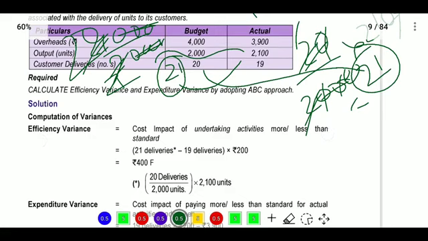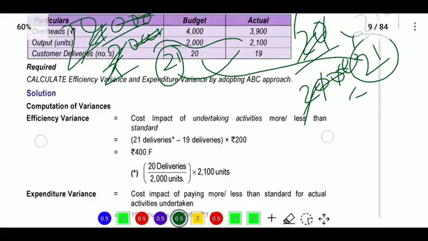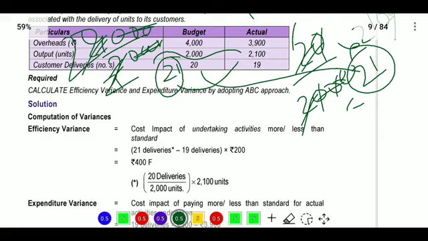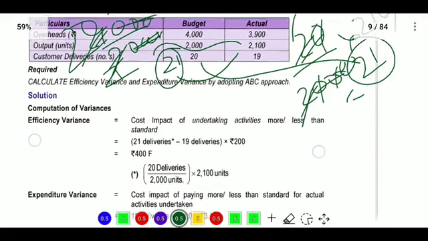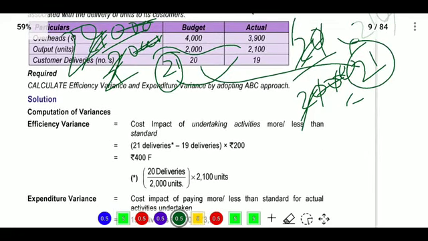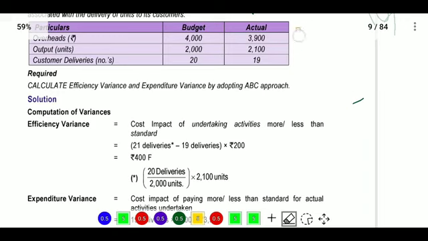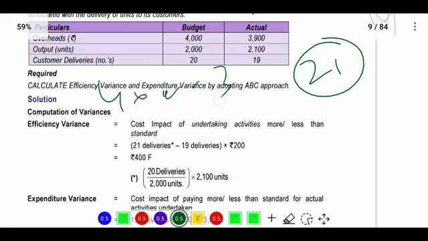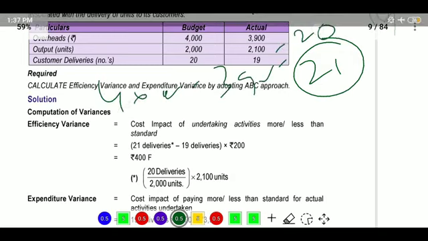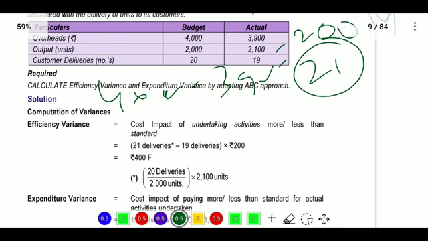Now we will see the efficiency variance and expenditure variance. For this, how much is the difference in overhead expenditure for 21 deliveries? For 4000 minus 3900, the difference was 200, correct?